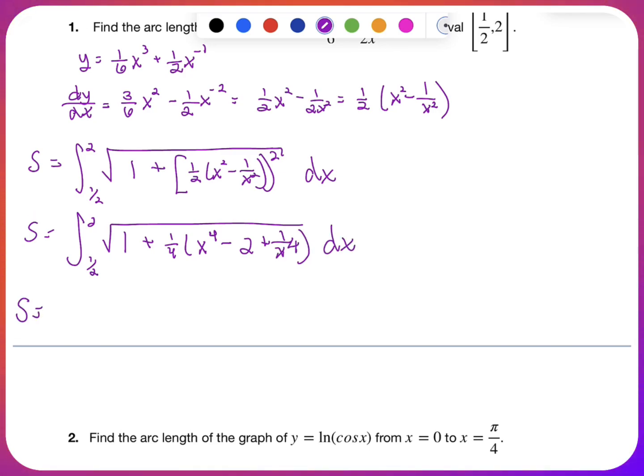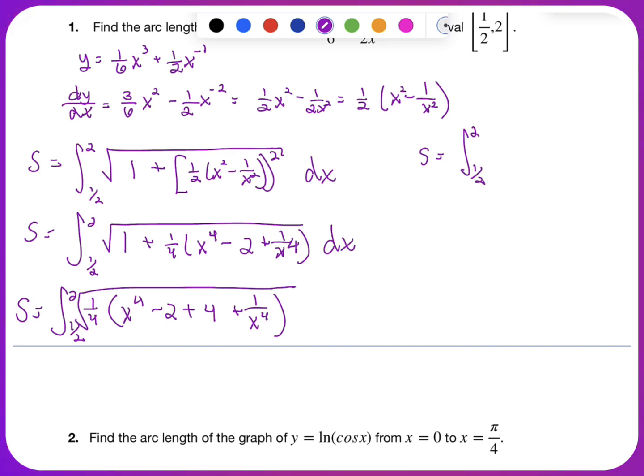Next thing I'm going to do is look at this and say, okay, let's factor out a 1/4. We're still underneath the square root here. And if I combine, I can rewrite that 1 as 4. When I factor out the 1/4 and combine my like terms, I happen to notice that that parentheses term is a perfect square. So I'll rewrite that as a perfect square.